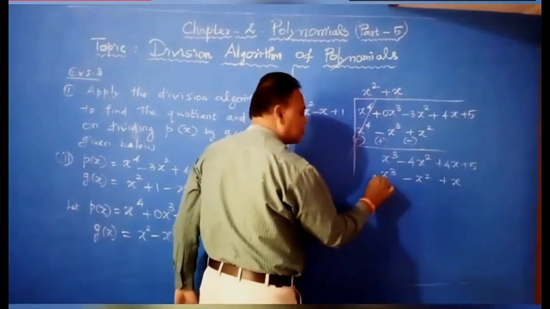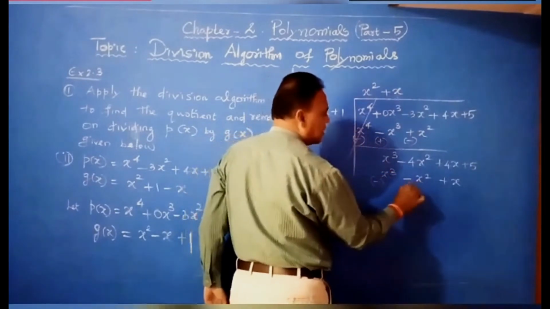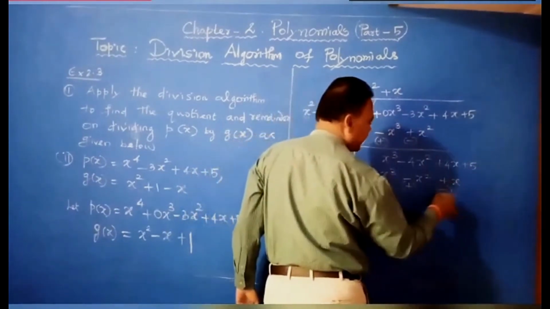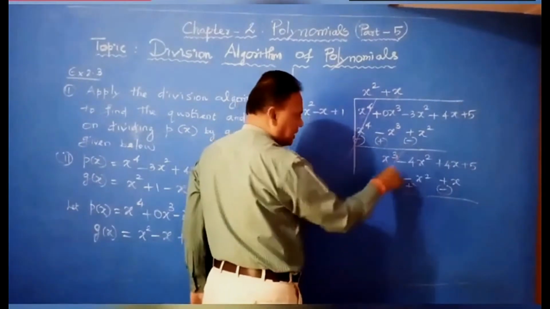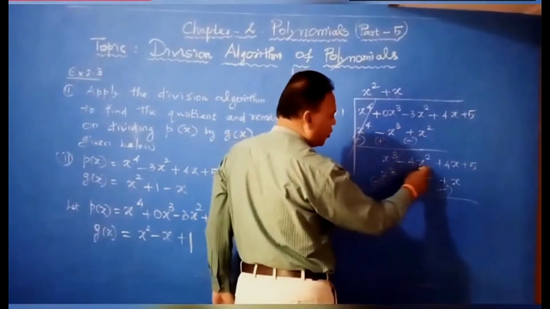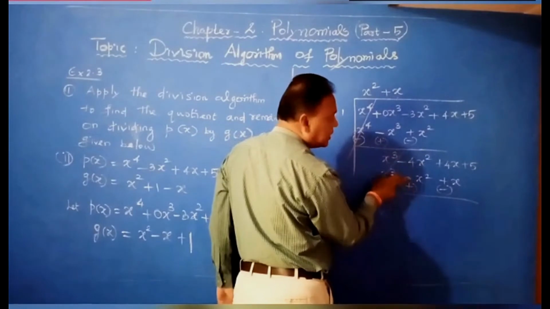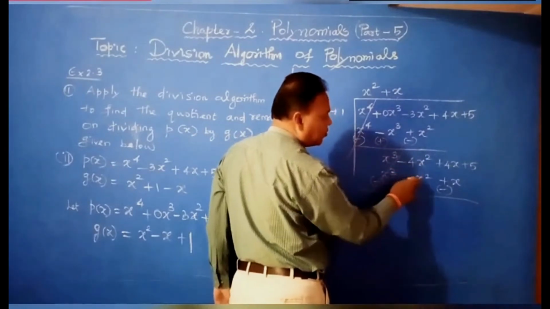Now again subtract, so change the sign. Plus means minus, minus means plus, then minus. Okay. Now plus minus is eliminated. Plus 4, take that. This sign, ignore; only the new sign you have to take.